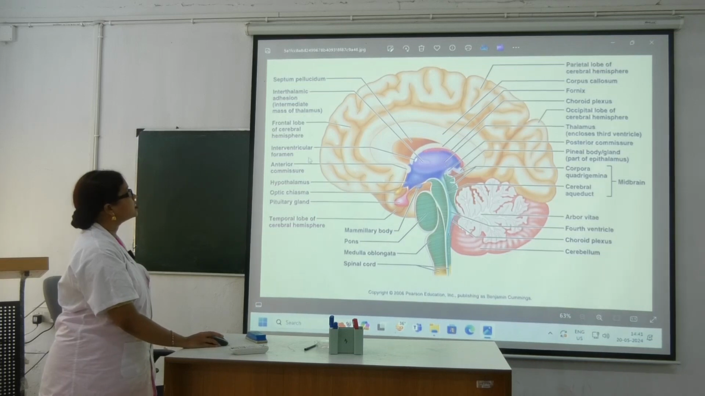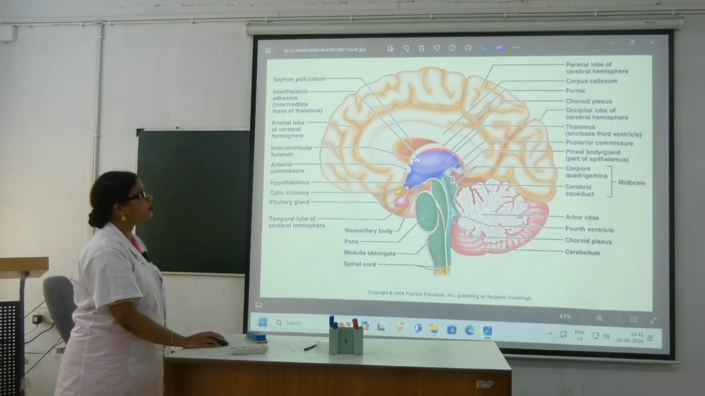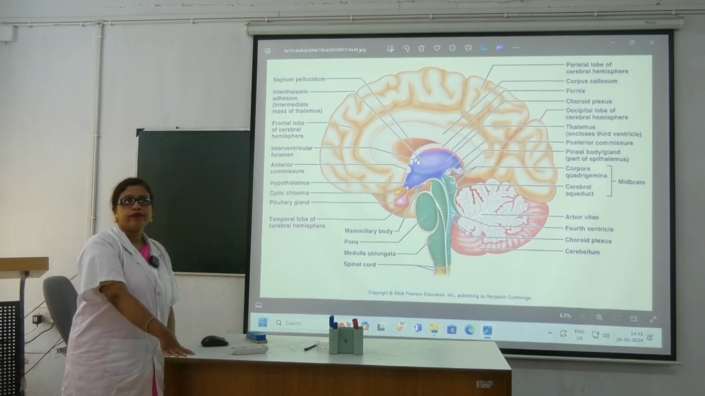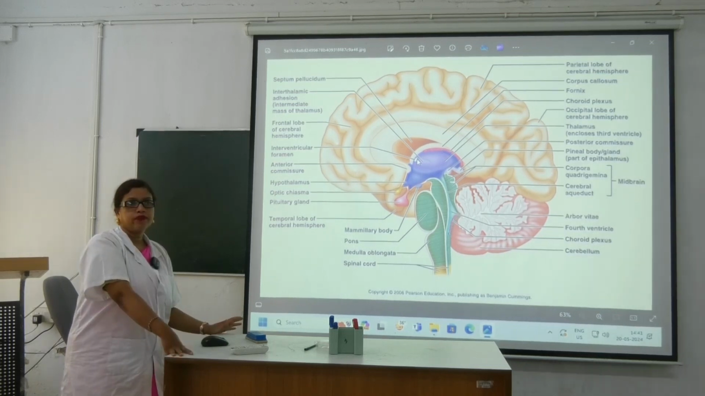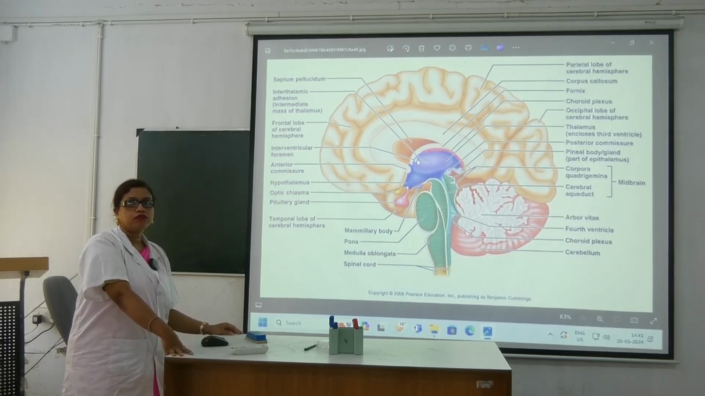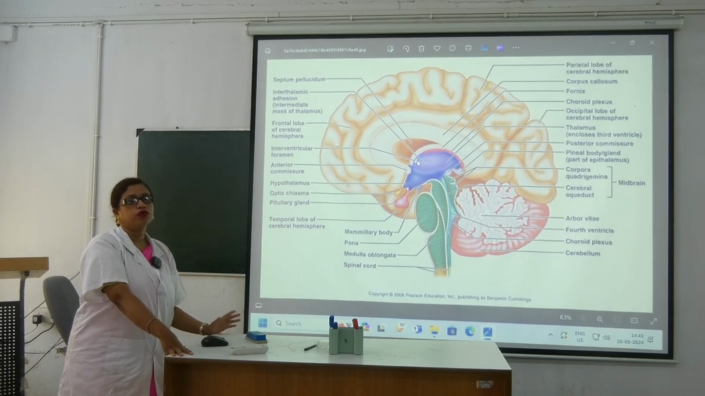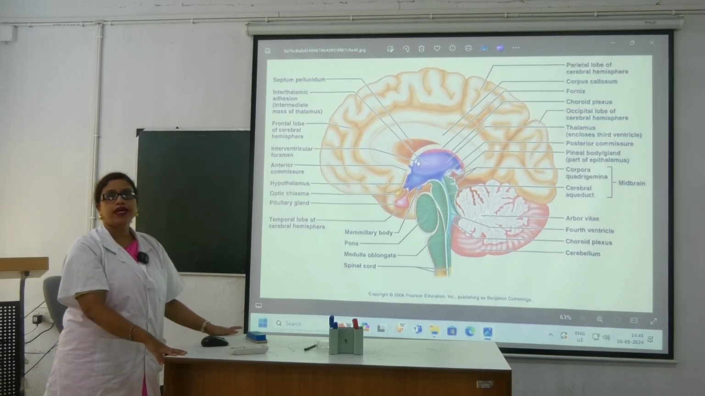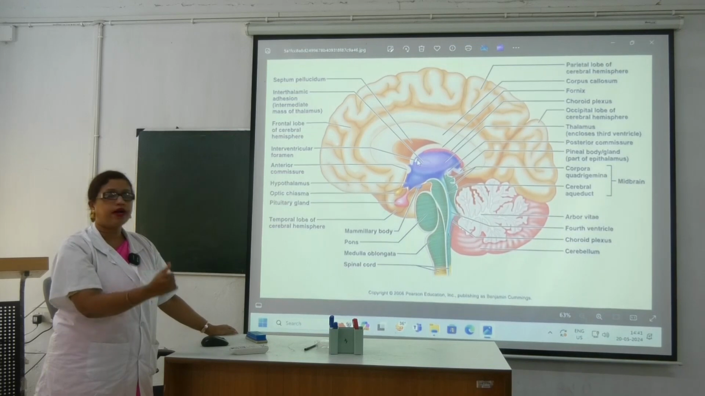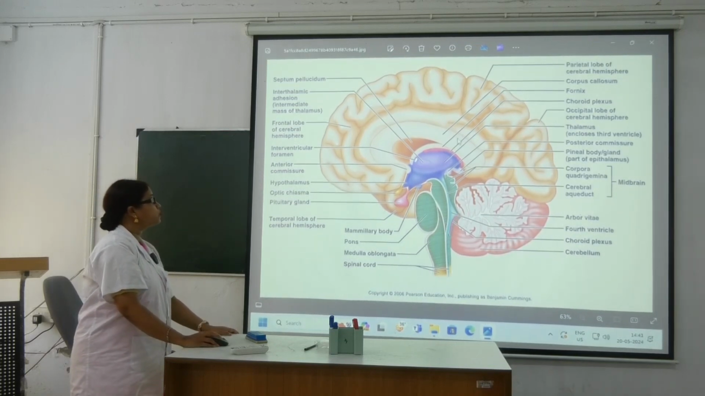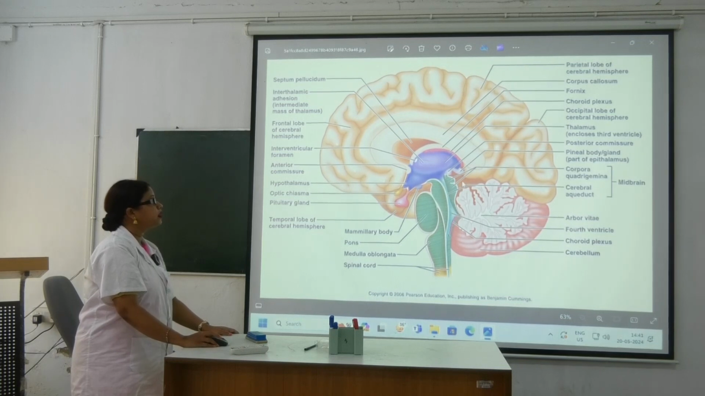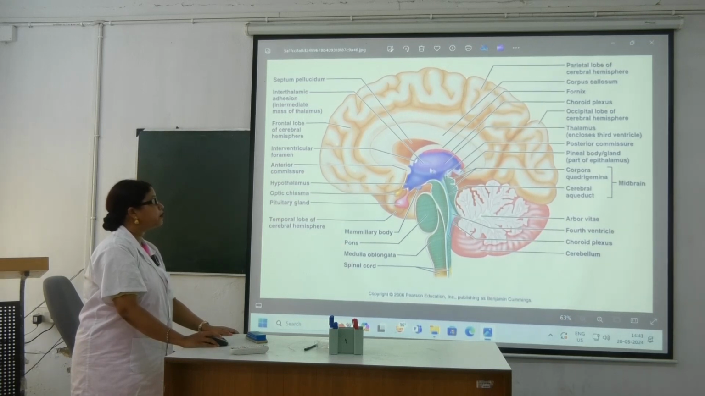Okay. So this is another interventricular foramen. What foramen is this? It is the foramen of Monro, which is connecting the lateral ventricle with the third ventricle. Okay. So additionally, we will also get the hypothalamus, subthalamus, metathalamus, everything.